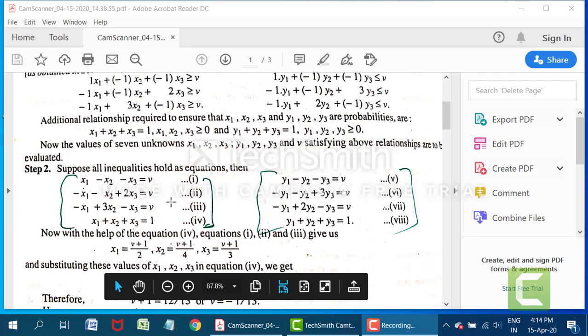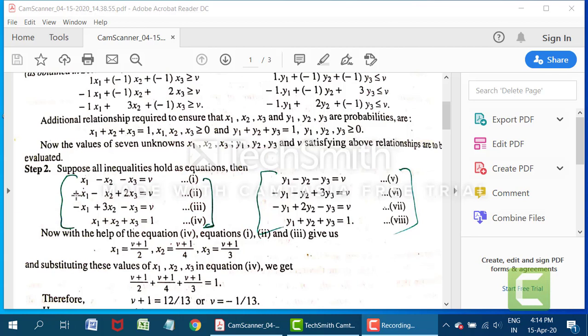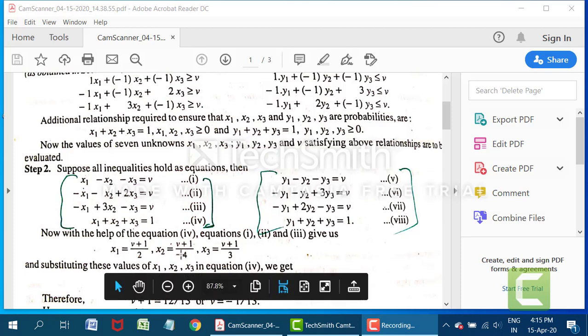Similarly, use the second equation and the fourth equation. Minus x1 minus x2 is there, that is minus of x1 plus x2. Since x1 plus x2 is 1 minus x3, in place of minus x1 minus x2, write it as x3 minus 1. So x3 minus 1 plus 2x3, so 3x3 minus 1 equal to nu. 3x3 equal to nu plus 1. x3 equal to nu plus 1 by 3.